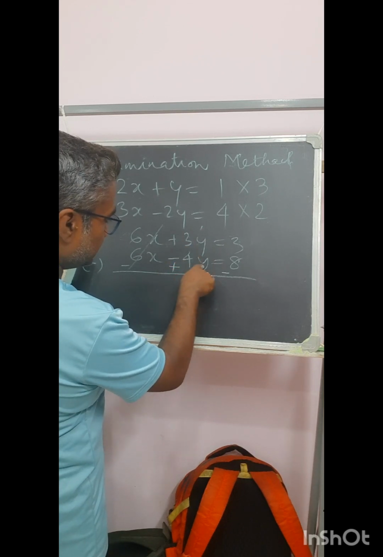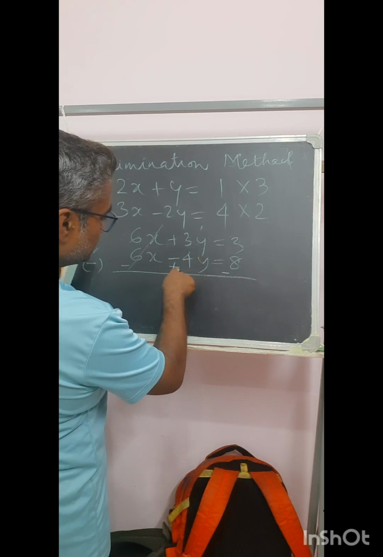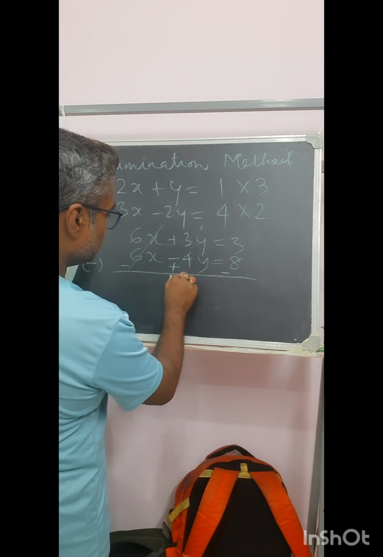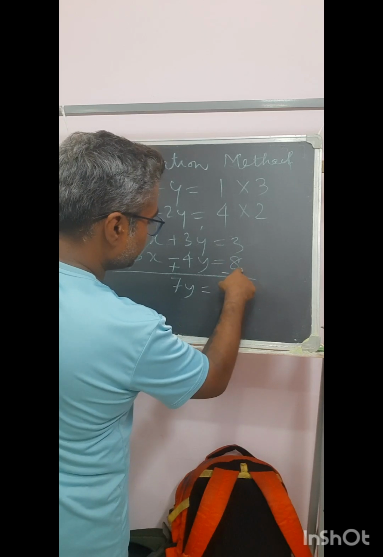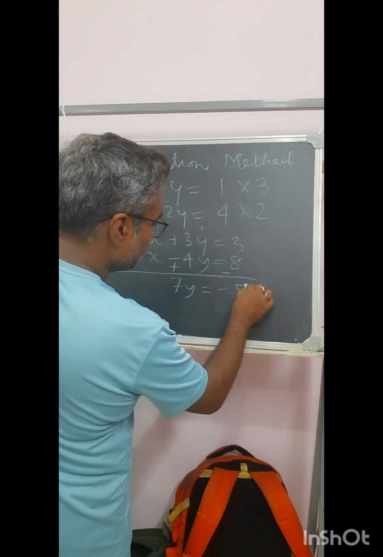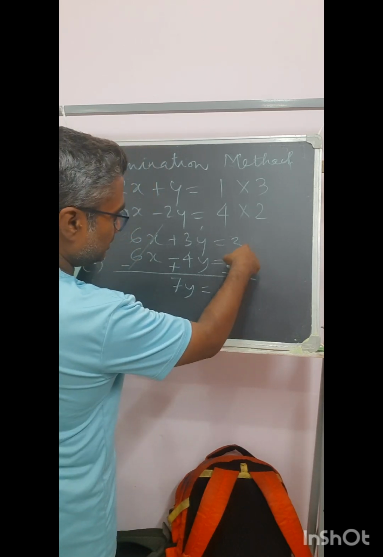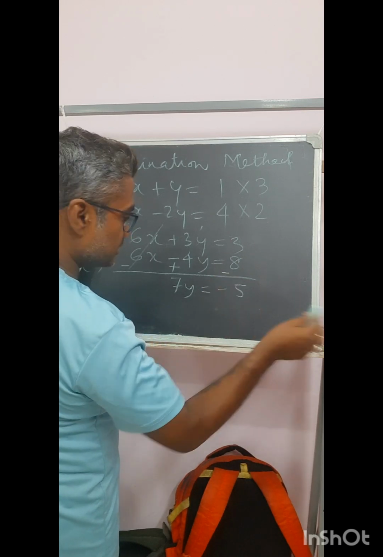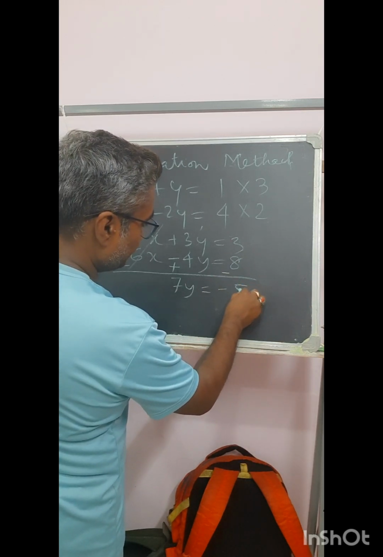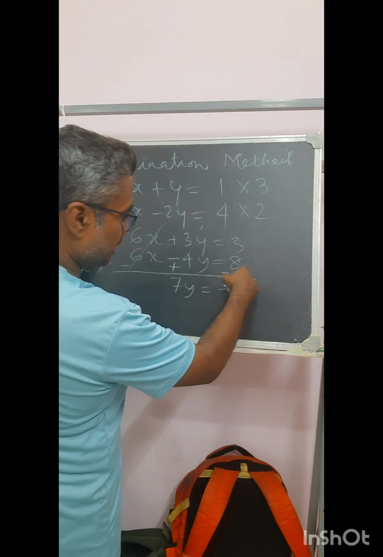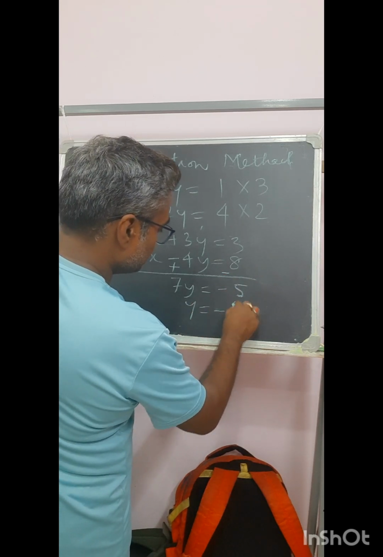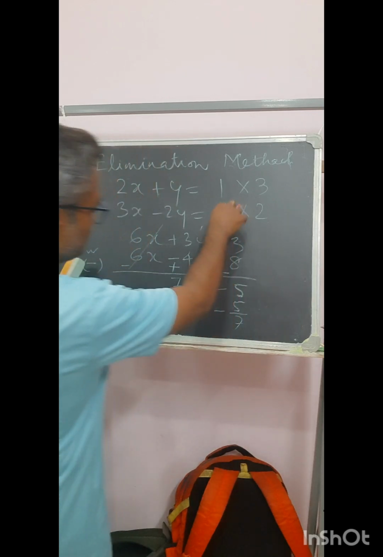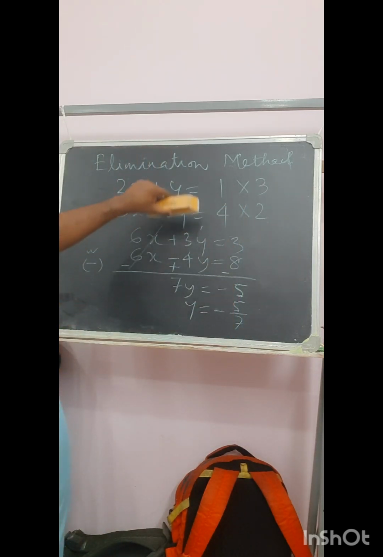So I will add this. So this will belong to the new sign of this term. So this will be 7y, and this will become 3 minus 8, that is equal to minus 5, because 8 is more than 3, so it will carry the highest term sign. Which is having the highest value, that sign will be carried forward. So this will be 5 by 7. So this is totally a method of elimination.